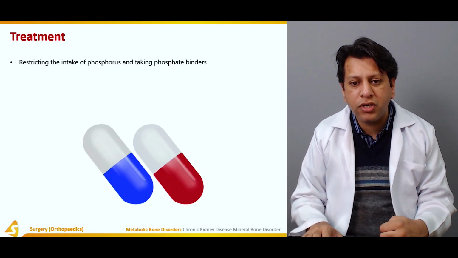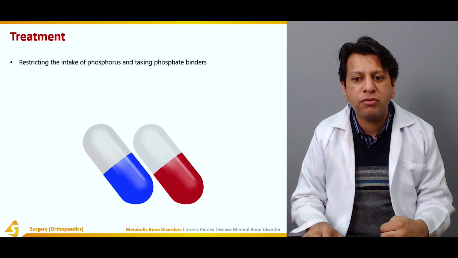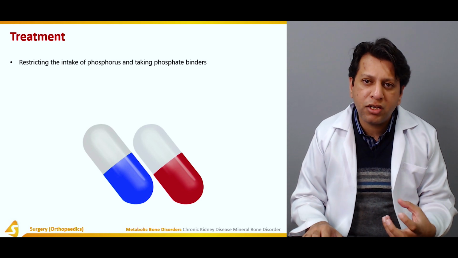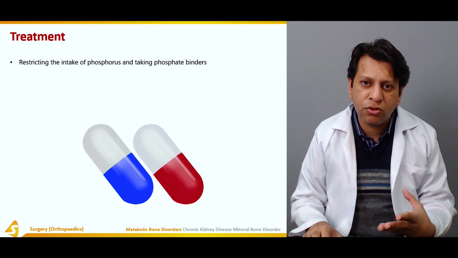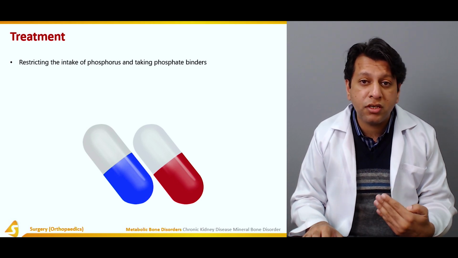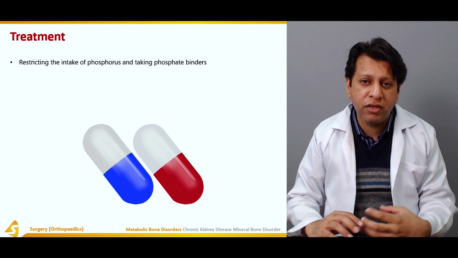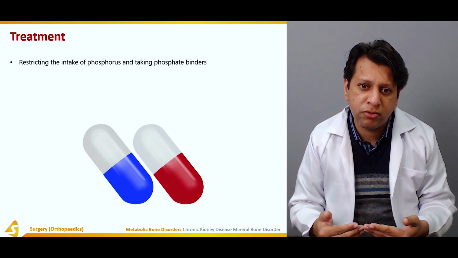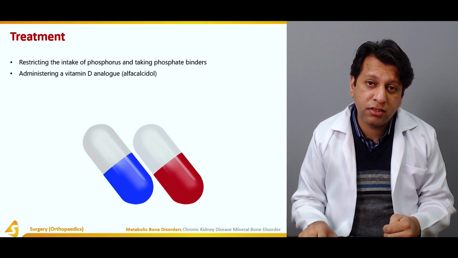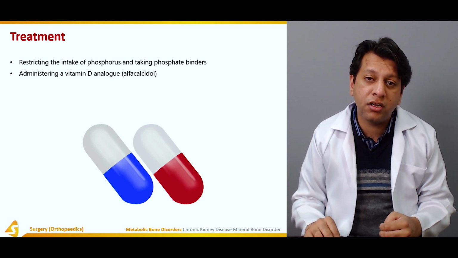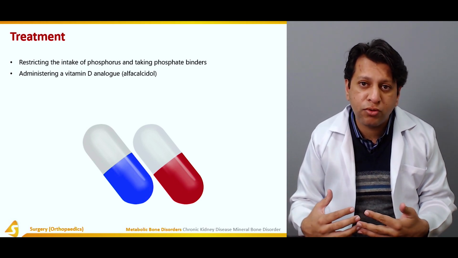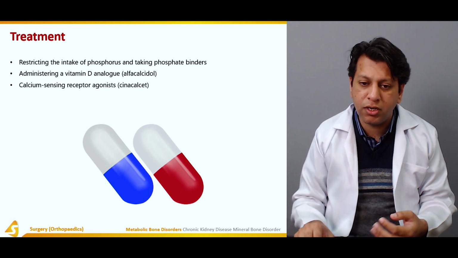Treatment: restricting the intake of phosphorus and taking phosphate binders. Why do we need to restrict them? Because usually calcium is not properly absorbed and is released in the urine, resulting in hyperphosphatemia, which means increased phosphorus levels in the blood, which further decreases the absorption of calcium. Administering a vitamin D analog. Why is this given? Because vitamin D results in increased absorption of calcium from the gut, so that bone mineralization can progress at a normal rate.